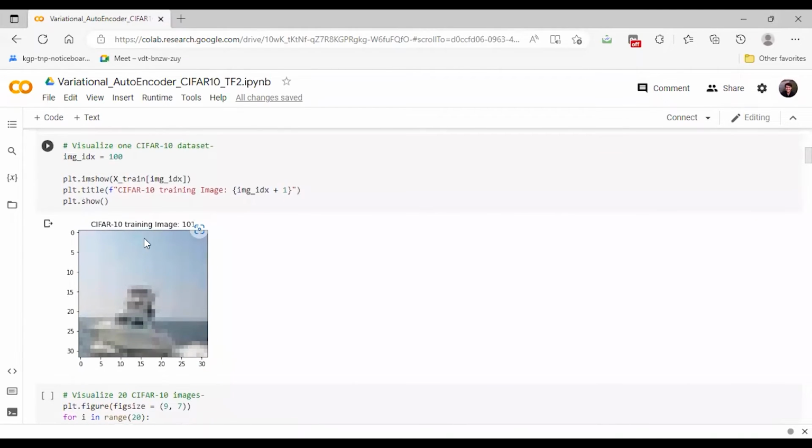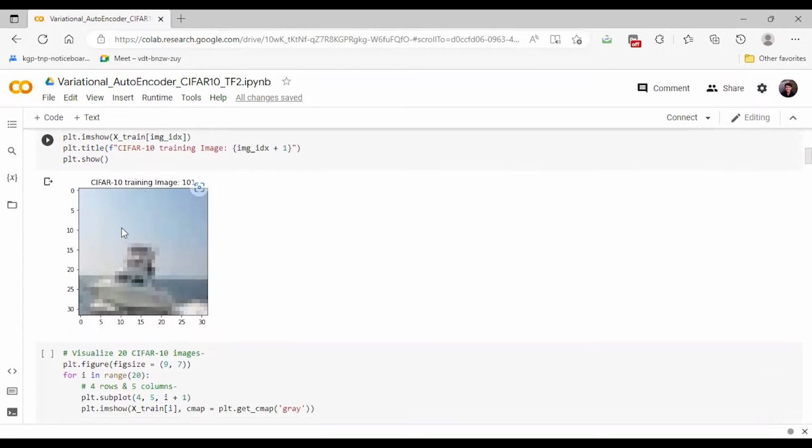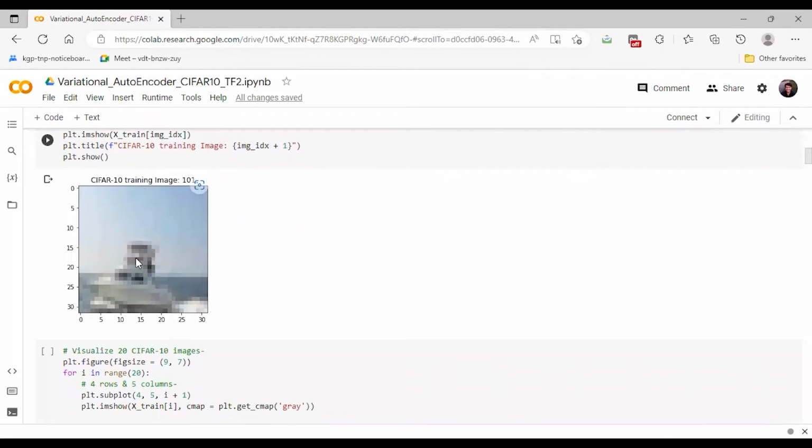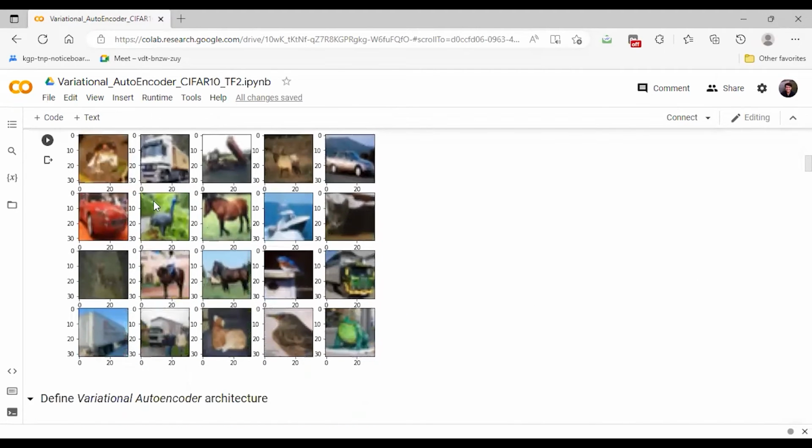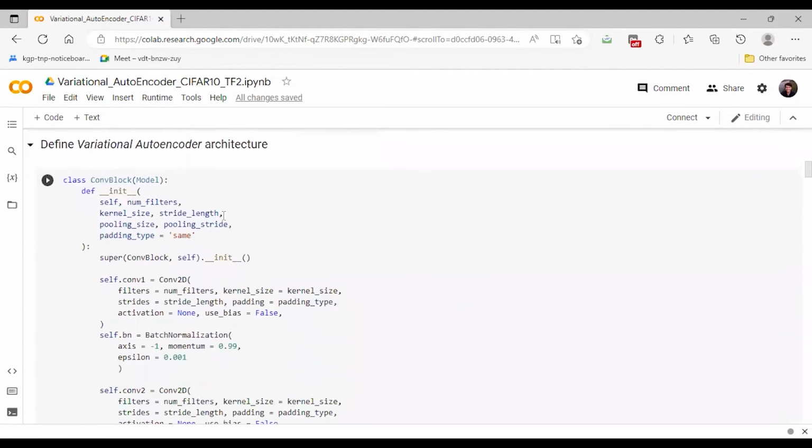Now we have plotted one of the example training images in our CIFAR-10 dataset. It is a colored image, as you can see. Therefore, it has R, G, and B layers. This is another grid of images.